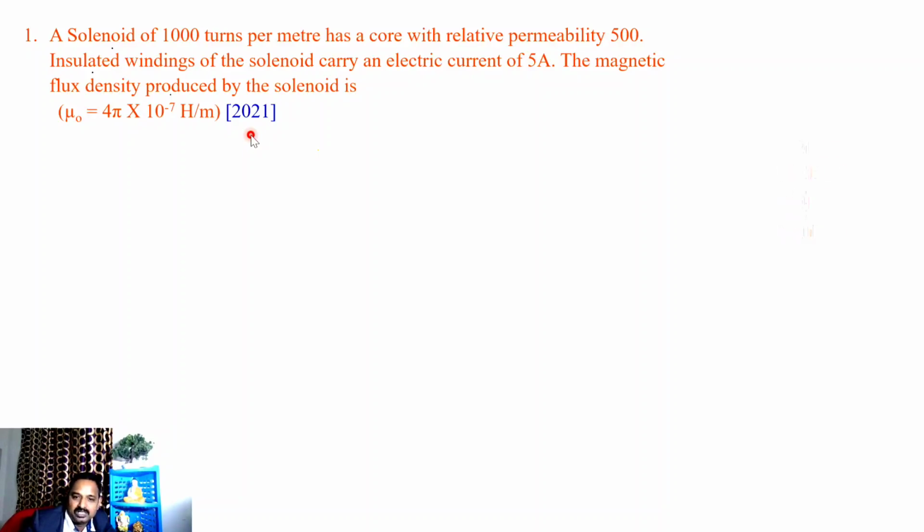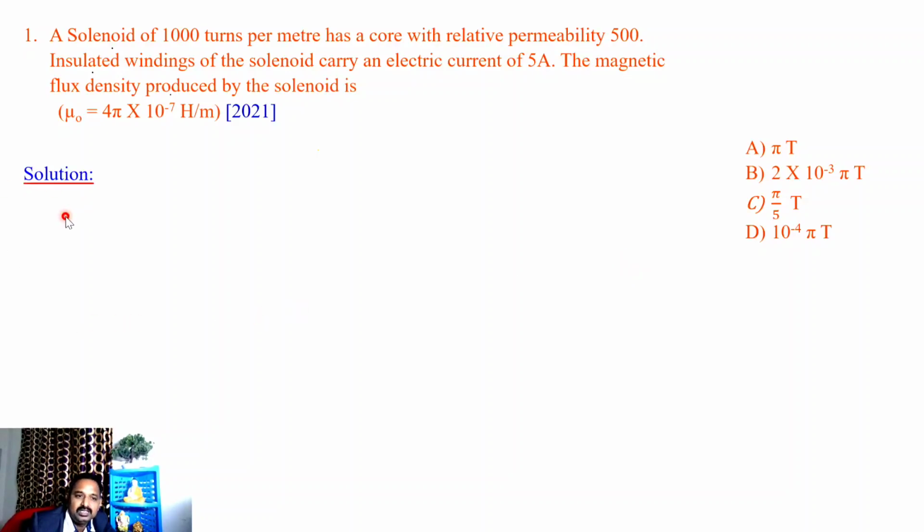Then what are the options they have given? Look at here. Option A, pi Tesla. Option B, 2 into 10 power minus 3 pi Tesla. Option C, pi by 5 Tesla. Option D, 10 power minus 4 pi Tesla. Now we will do the solution, my dear student.